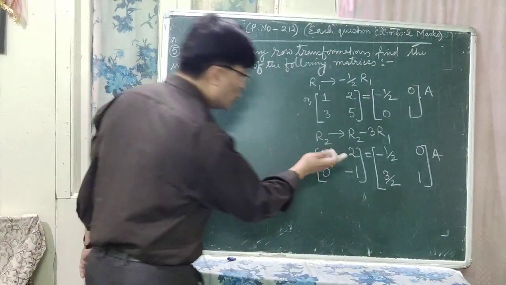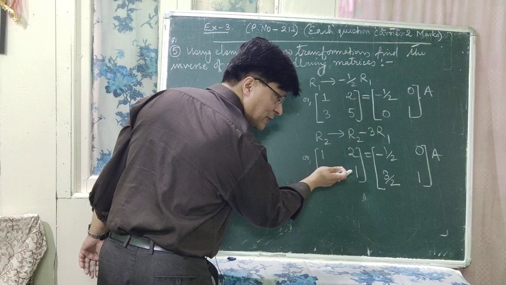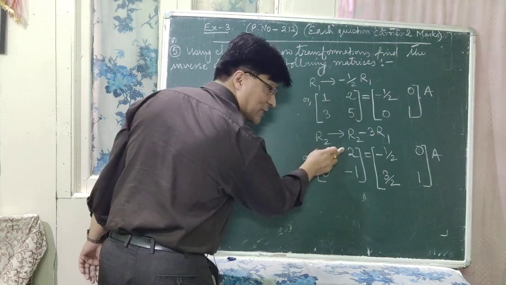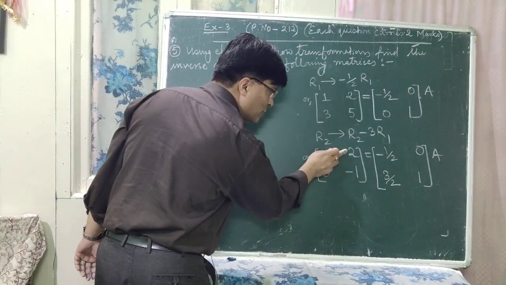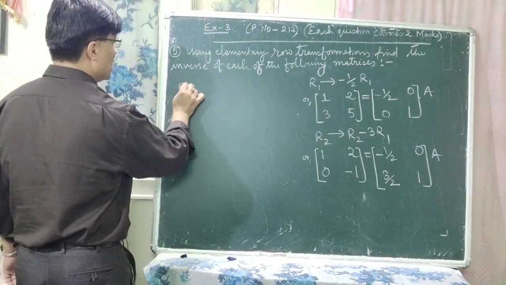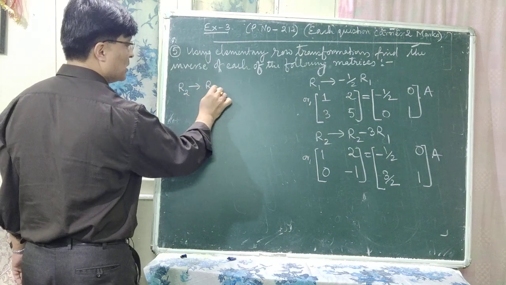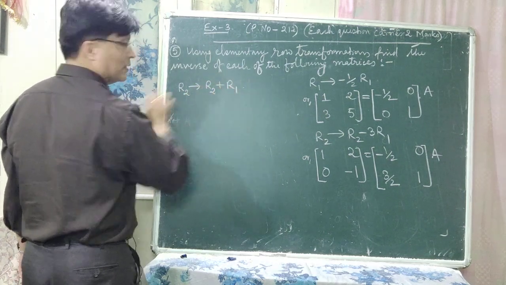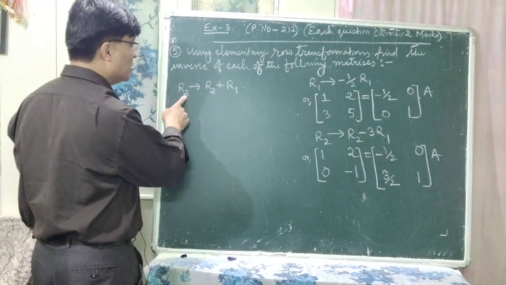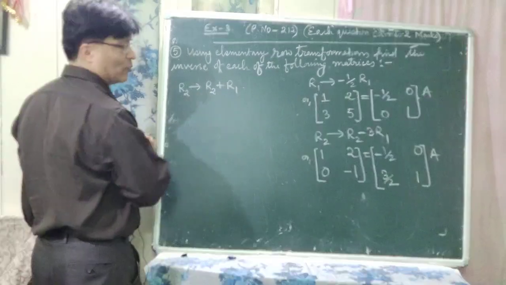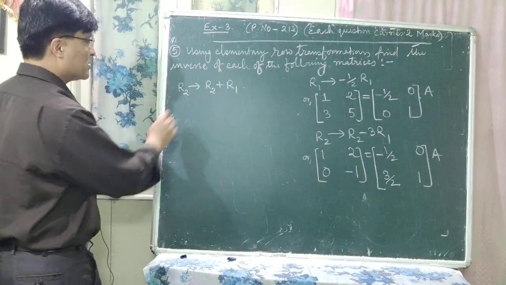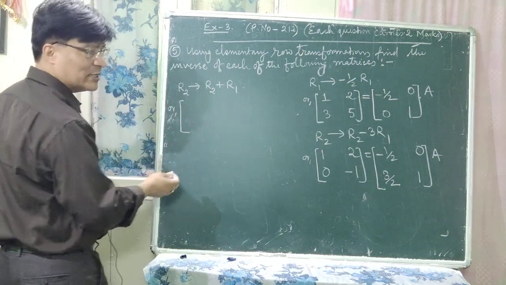Or you may do this. You may do R2 plus R1. What is R2 plus R1? Minus 1 plus 2 is 1. So you can use this property, that is R2 is R2 plus R1. I already told you in determinants that whenever you write R2 here, you should write R2 first, not R1. R2, it may be minus, it may be plus R1, right? Now only row 2 is changing here, not row 1.